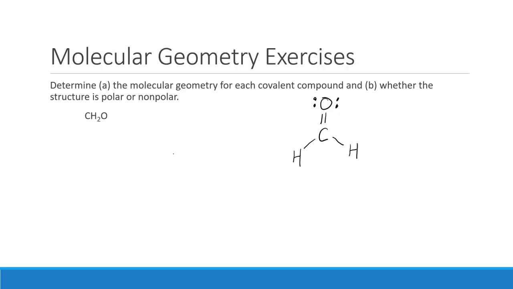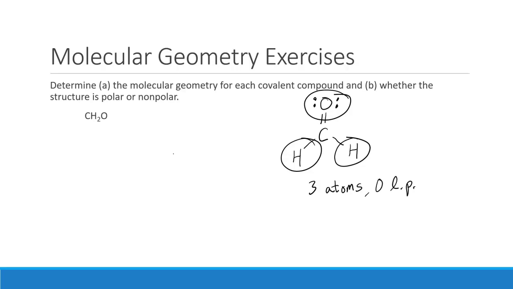So the question is, how many atoms are around the carbon? And there's 3. So we have 3 atoms on carbon with 0 lone pairs. And so the structure for that is trigonal planar. And then it's going to be polar because the oxygen is different than those hydrogens. Okay, so again, remember, if you have a different atom, that's going to indicate a polar molecule if a different atom is attached to the central.